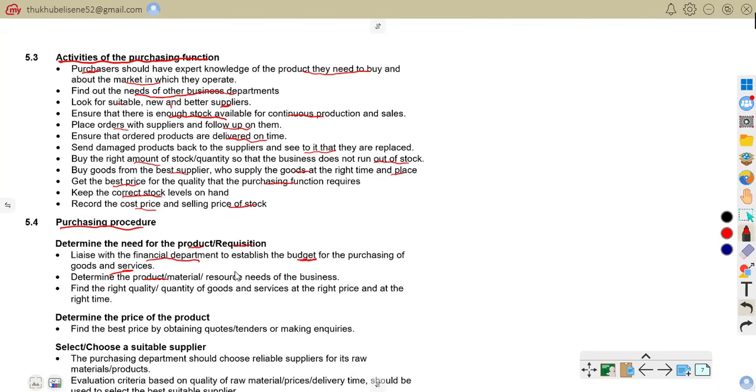Determine the product or material resources needs of the business. Find the right quality or quantity of goods or service at the right price and at the right time. Determine the price of the product. So find the best price by obtaining quotes, tenders, or making inquiries. So let us move on.